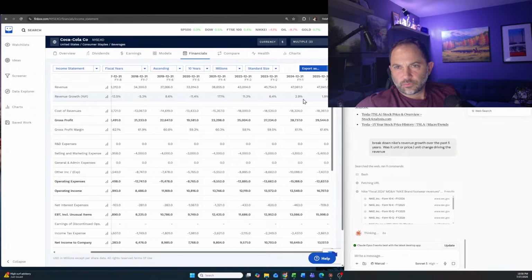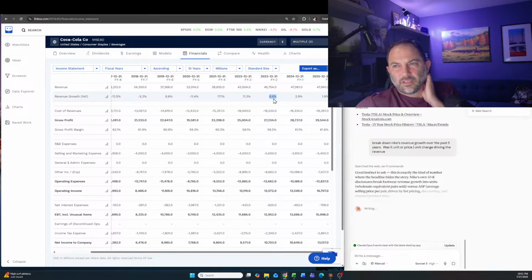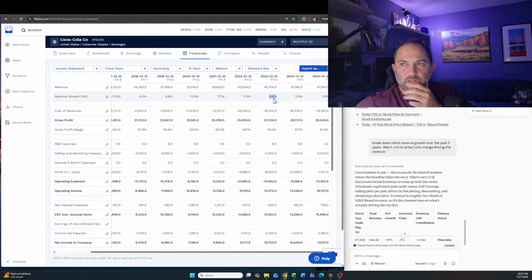While Coca-Cola's growth has really fallen off. Last year, 1.9%. That's below inflation. Prior year, 2.9%. That was below inflation. In 2023, 6.4%. I think that was below inflation. Didn't inflation spike in 2023? When was it 9%? In which case, Coca-Cola's real revenue has fallen behind.